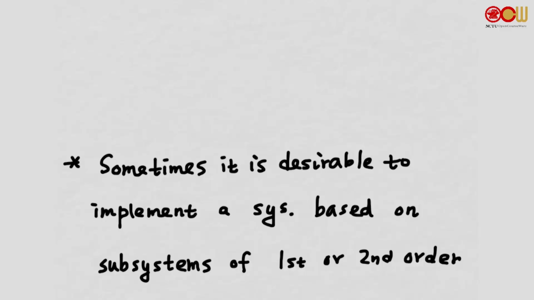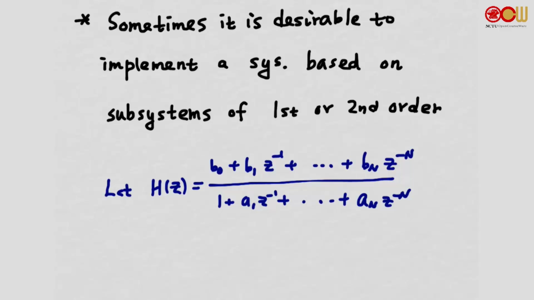These first order and second order systems are also easier to understand and to design. We will talk about one more advantage of implementing a system based on subsystems of smaller orders later, when we talk about coefficient quantization. Suppose we have an nth order system like this. We have H(z). It has a1 z^-1 all the way to an z^-n, and the coefficients b0, b1 all the way to bn. And like before, we have set the first coefficient, a0, to be 1 without loss of generality.